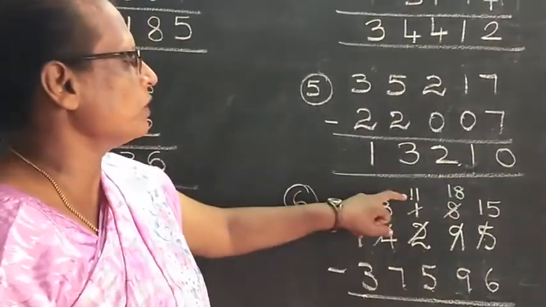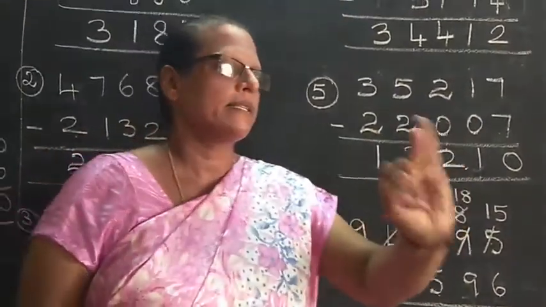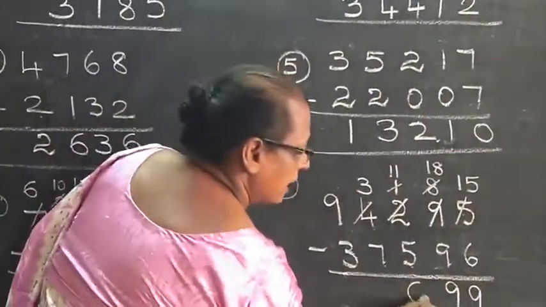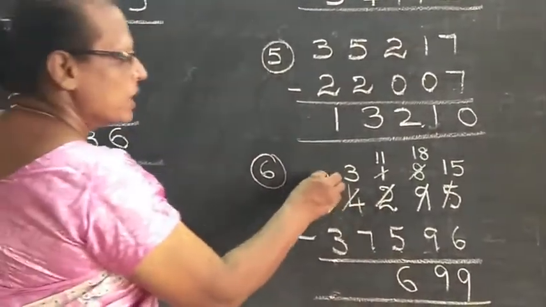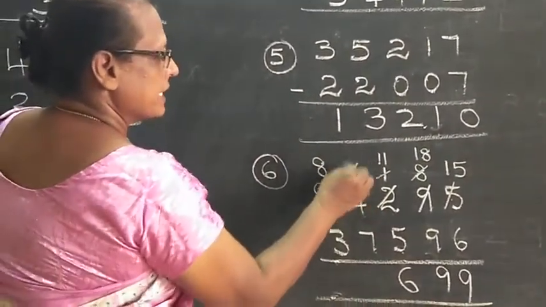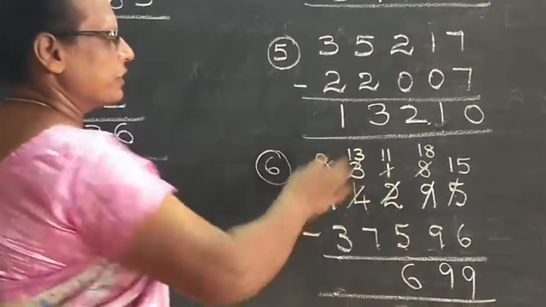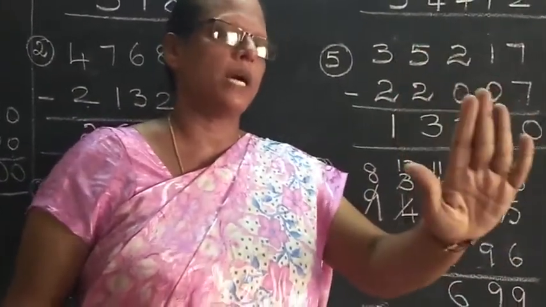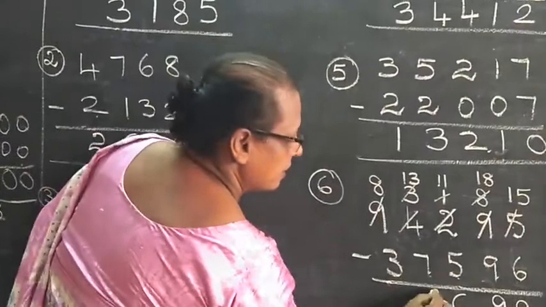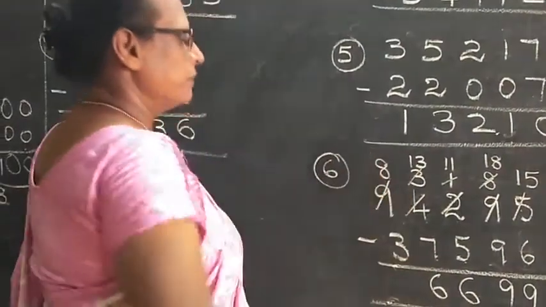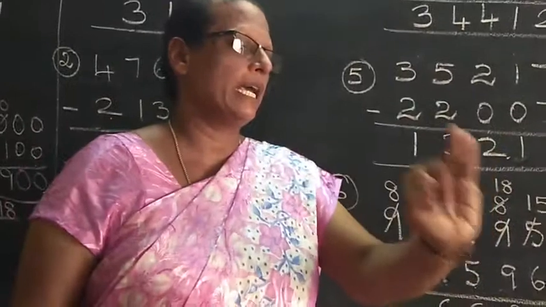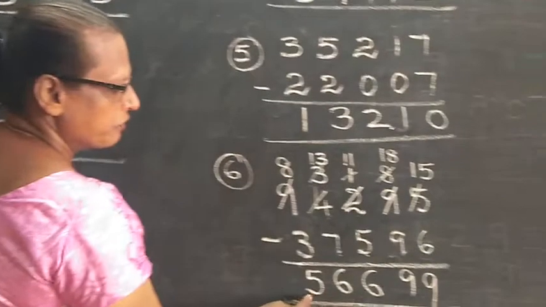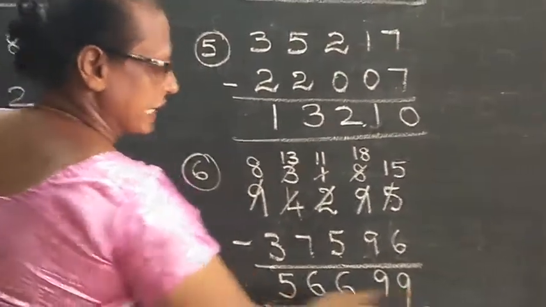So after 5 if you count up to 11, what will come, children? 6, 7, 8, 9, 10, 11. 6. And again you have to borrow because it's smaller number. So 9 will become 8 and this 3 will become 13. After 7 you count up to 13. After 7, 8, 9, 10, 11, 12, 13. Again 6. And after 3 you count up to 8. After 3, 4, 5, 6, 7, 8. 5. So what's the answer, children? 56,699.